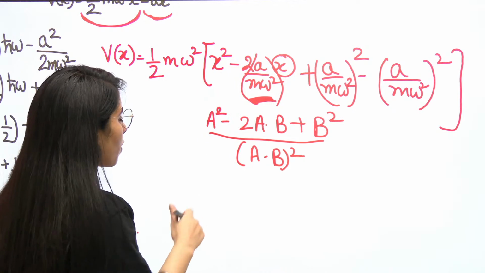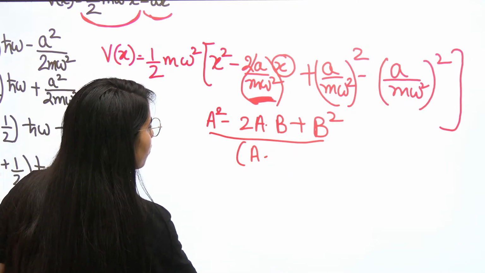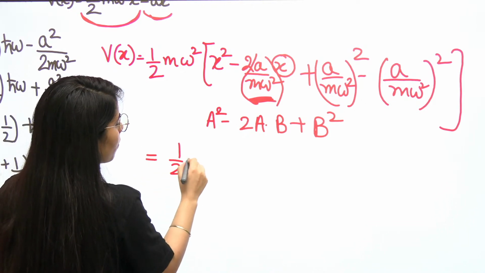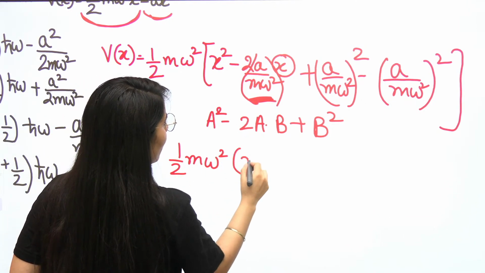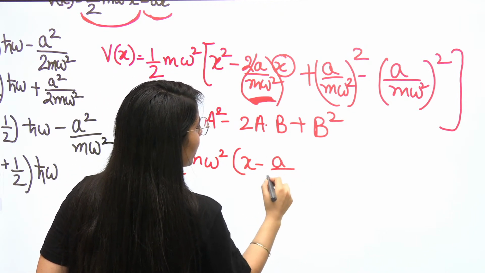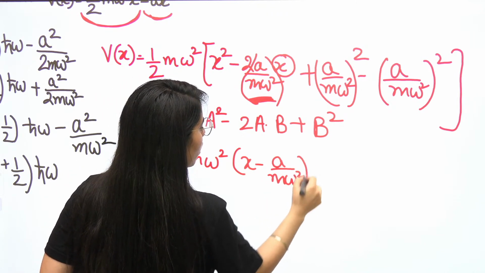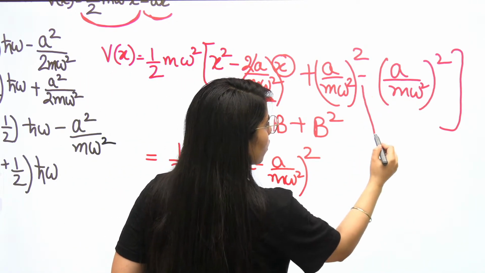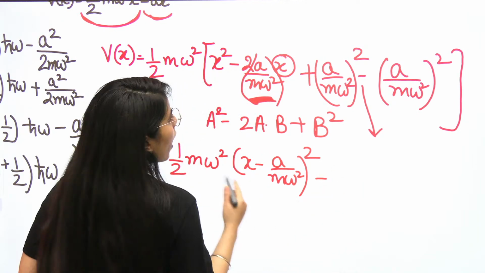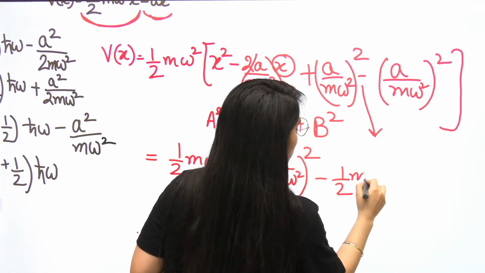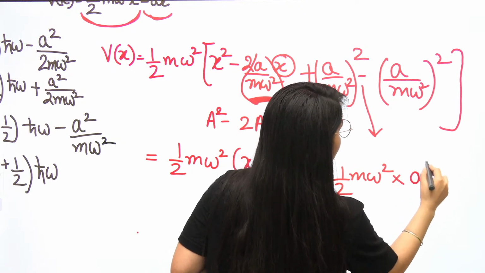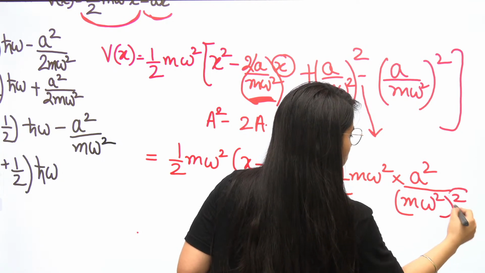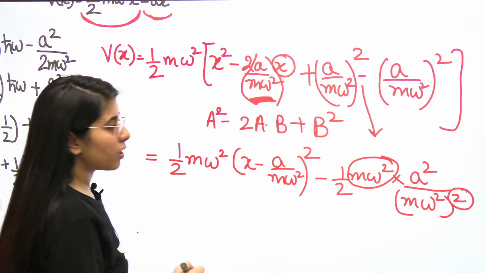Now what you will get from here, you will get the form that will match with this expression which I am going to write. See, half m omega square (a minus b), b is what? That's going to be a upon m omega square, whole square. Okay. And then you will have this minus sign. I will write here minus half m omega square into (a upon m omega square) whole square. So this square will get removed because it will get simplified with this part.